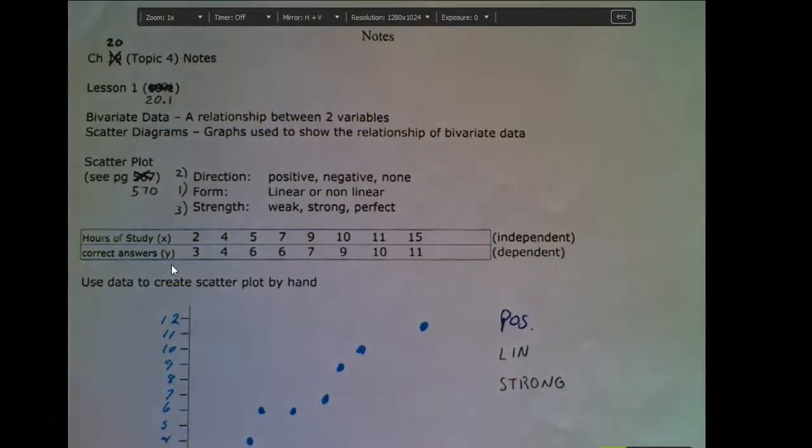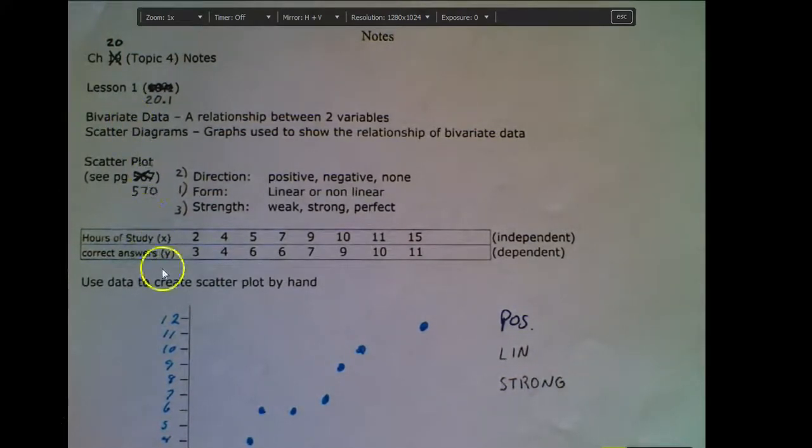As we just finished chapter 19 on statistics, all based on one variable statistics, we are now getting into chapter 20, which is on two variable statistics. So you're going to see this phrase come up a lot, bivariate data. It just means there's two variables, and this whole chapter is all about the relationship between those two variables.